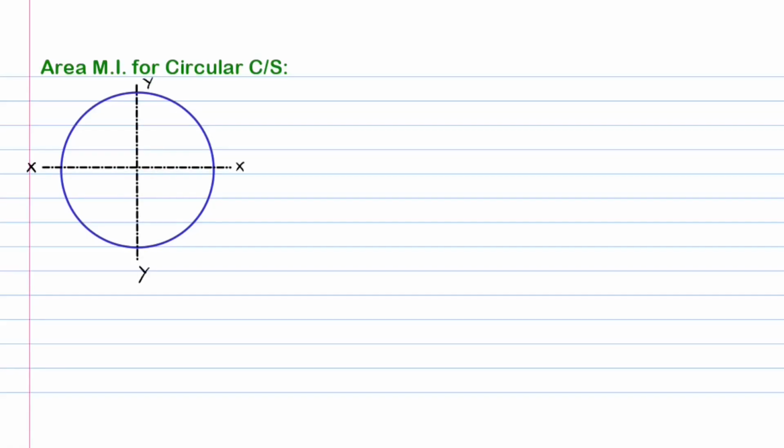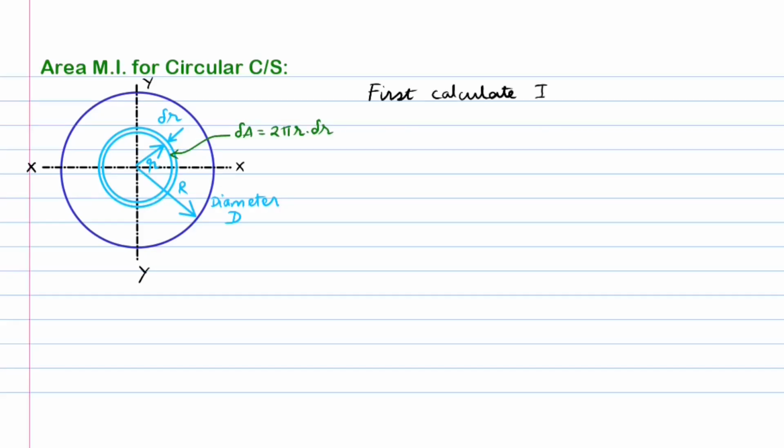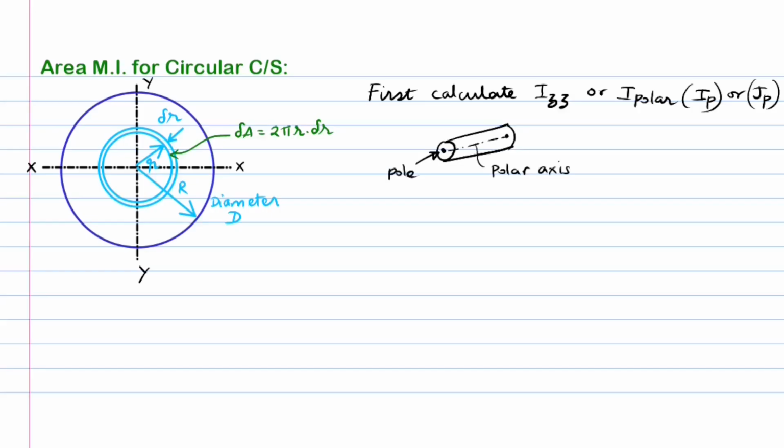Let's now calculate the area moment of inertia for a circular cross-section. We show a circle of radius r units and a concentric elemental circular strip of thickness del r at a distance of r from the center. We denote the x-axis and y-axis passing through the center. To find either Ixx or Iyy for convenience, we first calculate the I about the perpendicular longitudinal axis zz, which we call the polar axis, because it joins the poles at the ends of the cylindrical beam.